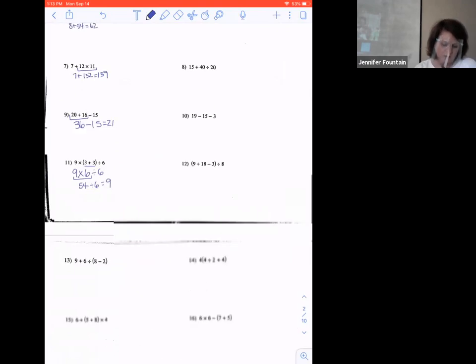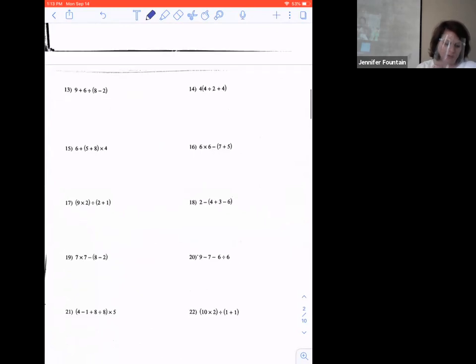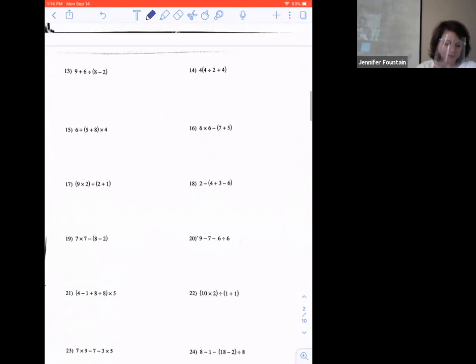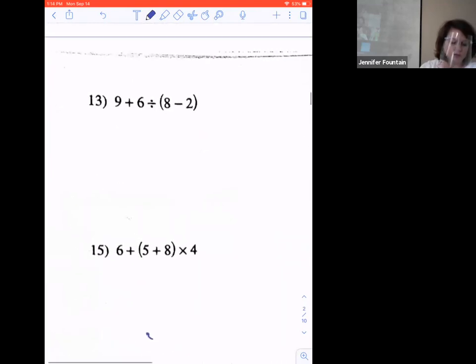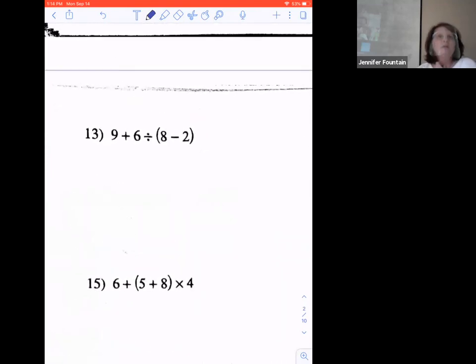Okay, so order of operations. Let's move on to the next page and keep working on a couple of these that are a little more difficult. Let's look at number 13. Wait, so is the rest of this page bonus? We'll talk about what's going to be homework and what's going to be bonus when we finish. Okay, so let's look at number 13.